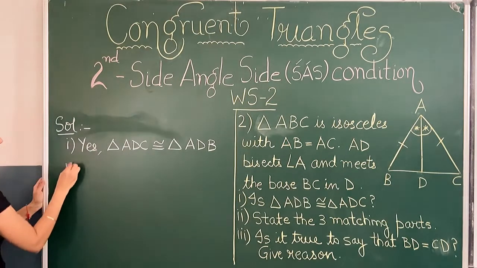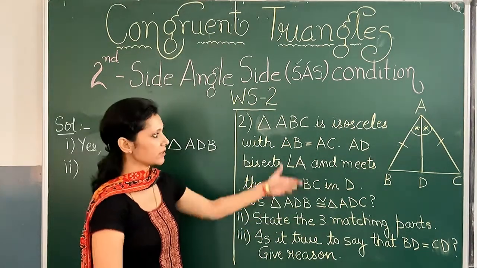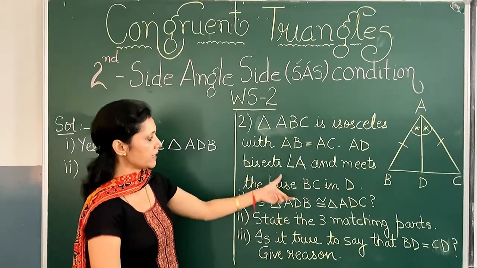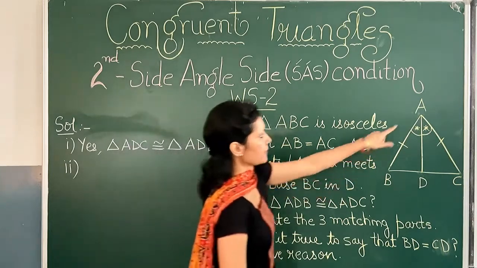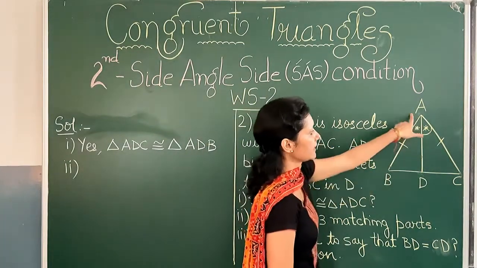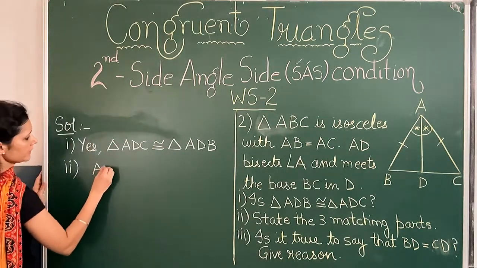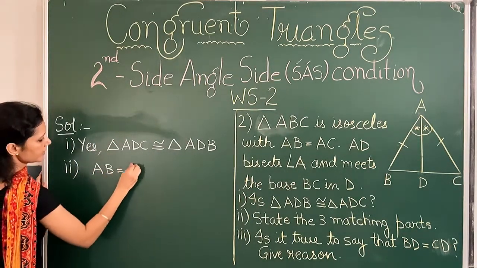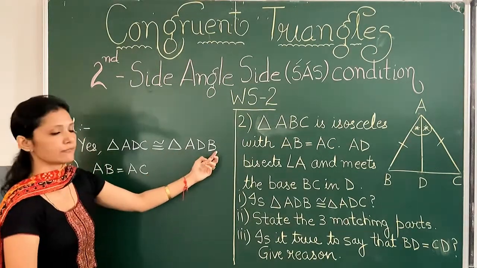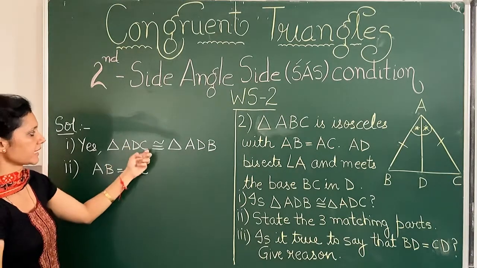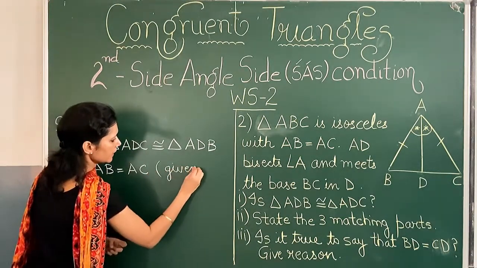Now coming to the second part, they are saying state the three matching pairs. So we have to mention the three matching pairs from which we derive the conclusion that these two triangles are congruent. First matching pair is the side AB of one triangle is equal to the side AC of the other triangle. So we will say AB is equal to AC. Check the order also. A, B is first and the third alphabet. So here also it should be the first and the third alphabet. And we have to give the reason also. This is given in the question.